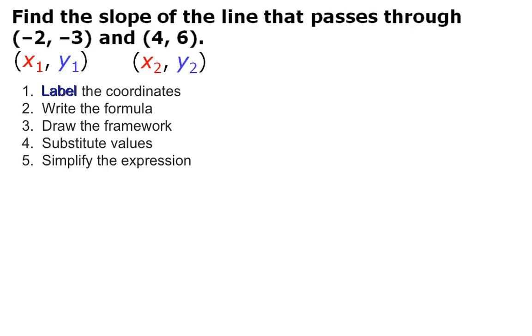So my -2 is x1, my -3 is y1, because that's the x and the y coordinates from the first ordered pair. That's what the 1's denote. My 4 is going to be x2, and the 6 is going to be y2. The 2 is again denoting that the 4 and the 6 come from the second ordered pair, and x and y being the x and the y coordinates of that ordered pair. So now I have labeled my coordinates.